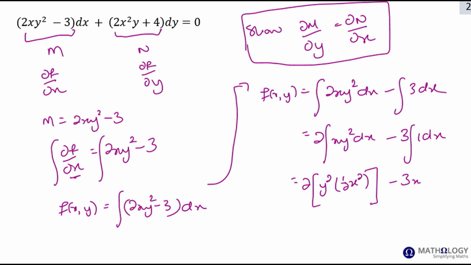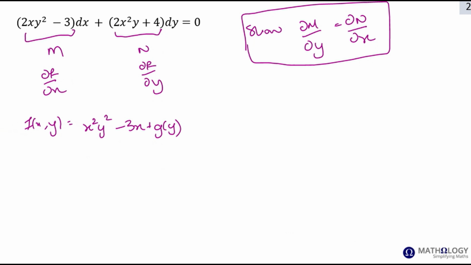But instead of writing the constant of integration as c, because we integrated with respect to x, the constant here we're going to call a function g of y, which contains only y. It's a function of y only. Just cleaning this up, 2 times a half is just going to be 1, so we'll have x squared y squared minus 3x plus g of y.